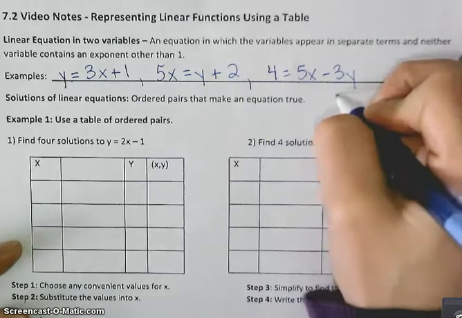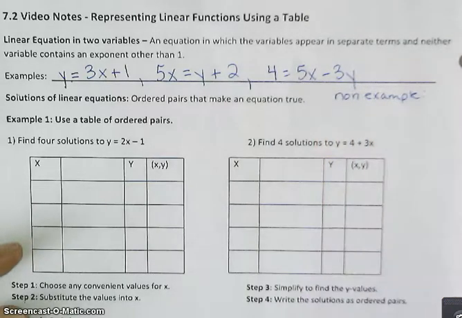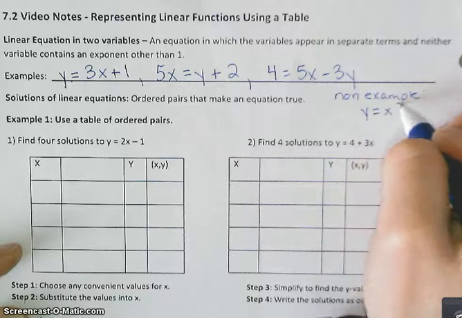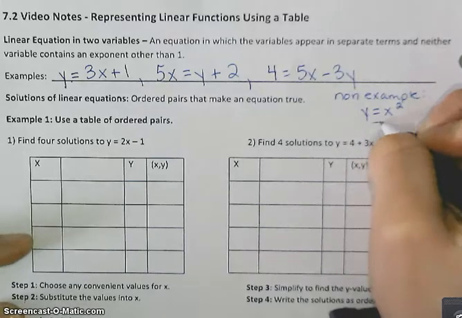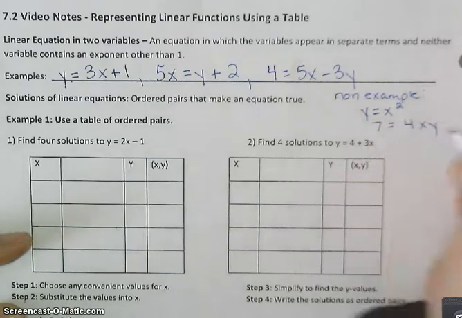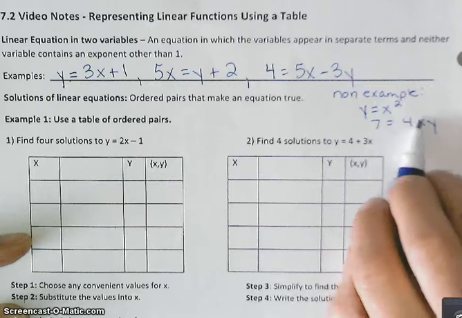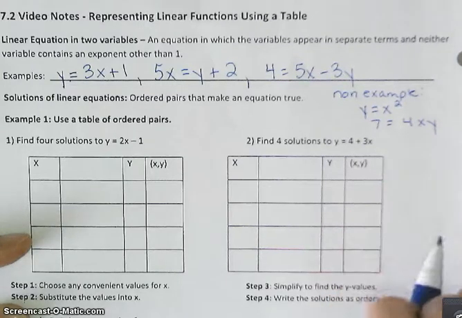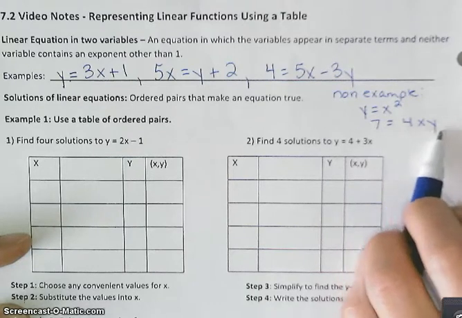So now let's write down a non-example or two. One non-example would be y equals x squared. And this is a non-example because x squared has an exponent of 2, which breaks one of the rules in our linear equation. Another one would be 7 equals 4xy. If you're looking, x and y are in the same term together. So this is not a linear function. They both have an exponent of 1, but they appear in the same term together.